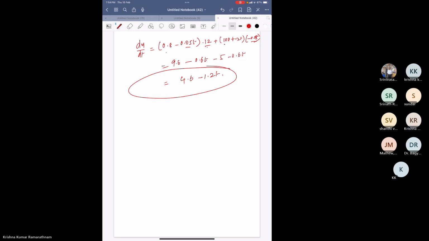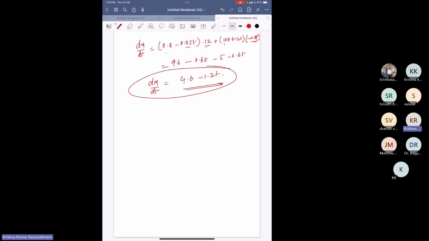Now, in order to understand whether the mass will increase or decrease, what will happen? This is the rate of increase of the mass. So that's the question. Can someone guess it? This is the slope. This is what I want you to develop intuitively. First thing: dm by dt is equal to 4.6 minus 1.2t.